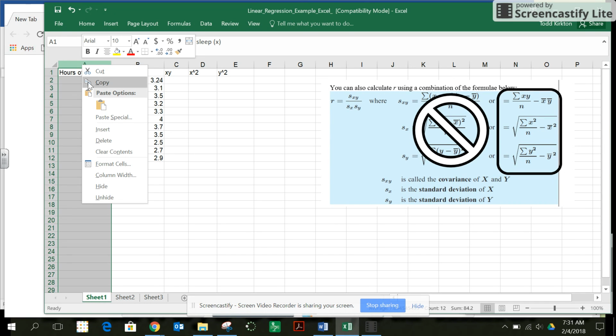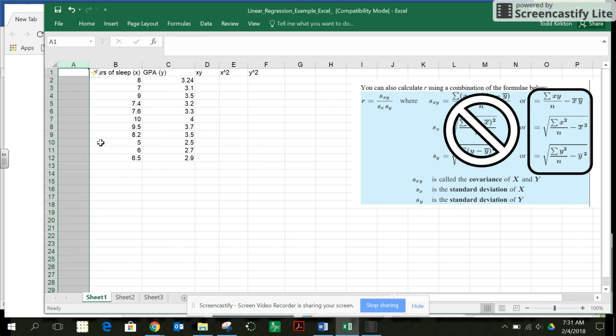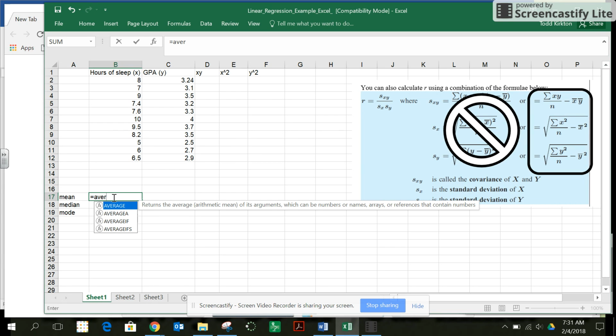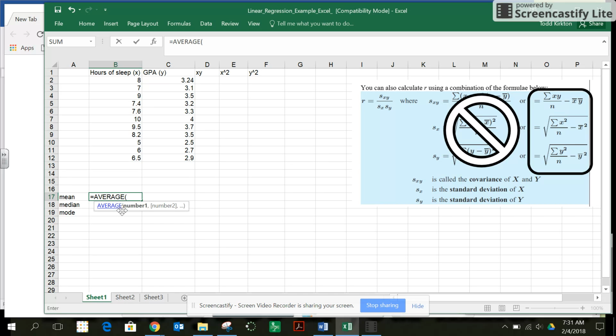First thing I'm going to do is insert a column here so I can find the mean, median, and mode of my data. The mean is the average, and you notice it comes up here. Double click, and you enter the cell array that you want to find the average for, and it'll do it for you. In your paper, you'd explain how you find the average.